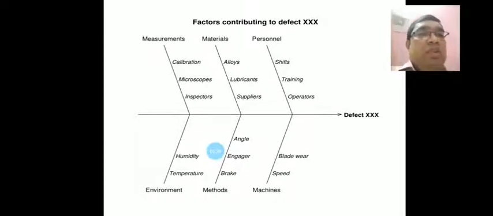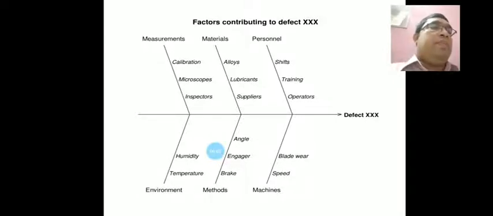The first thing you can see is the environment: the humidity and temperature will all be concentrated according to which type of environment you have to use for your product, and which environment you have to produce your product in to control the quality. This will require controlling the humidity and also the temperature.